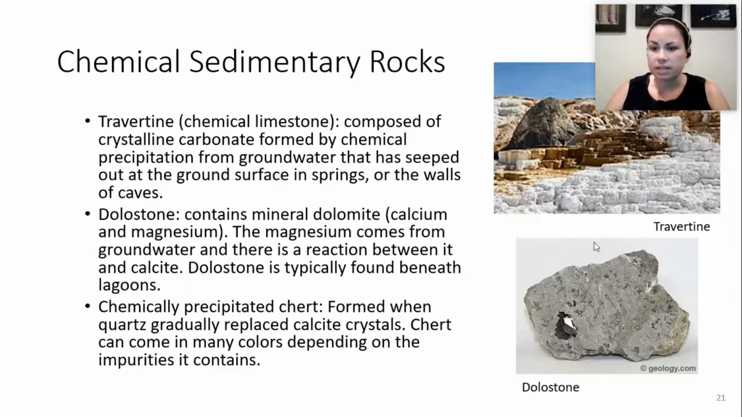Next is dolostone. That's the example down here in the bottom right. This contains the mineral dolomite, or calcium and magnesium. And the magnesium comes from groundwater, and there is a reaction between the groundwater and the calcite. So dolostone is typically found beneath lagoon systems. And last, an example of chemical sedimentary rocks is chemically precipitated chert. And this is formed when quartz gradually replaced those calcite crystals. And chert can come in many different colors depending on the impurities that it contains.